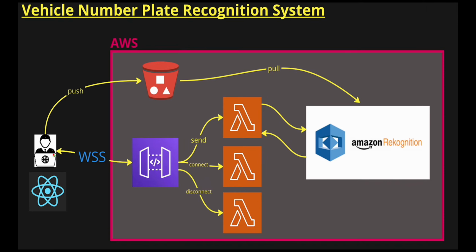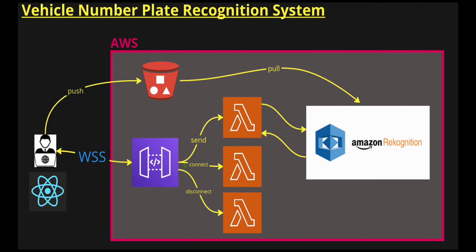After the page loads, the user selects the image, and the image is uploaded to the S3 bucket using the AWS SDK in the React application. Furthermore, the React application sends a message to API Gateway via the WebSocket connection. The message includes the information about the bucket name and the image name.